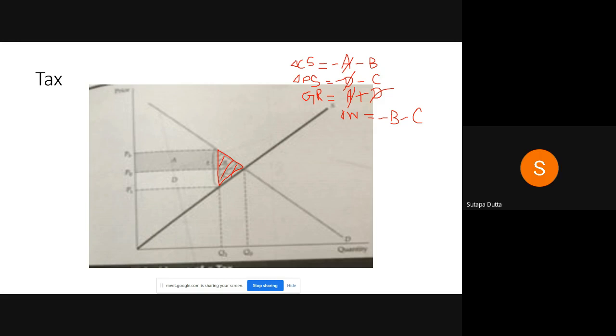Ma'am, can you please repeat the deadweight loss part? Because B is given by the consumer. C is given by the producer. But who is receiving? No one. So that is why B and C, these are the deadweight loss.